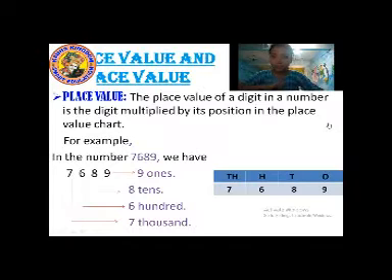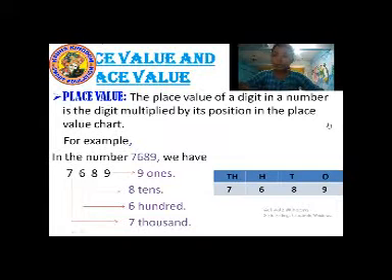in the number 7689, to find the place value of each digit in this number, first we have to make a chart, that is a place value chart, in the same way that I have made the place value chart on the screen. See, I have put this number 7689 in a place value chart.